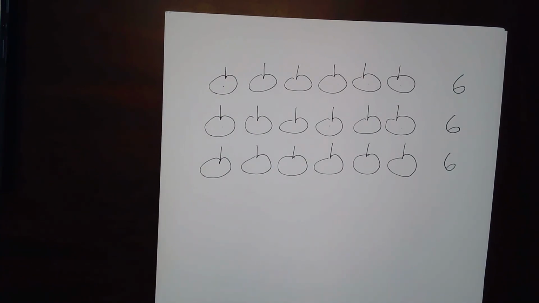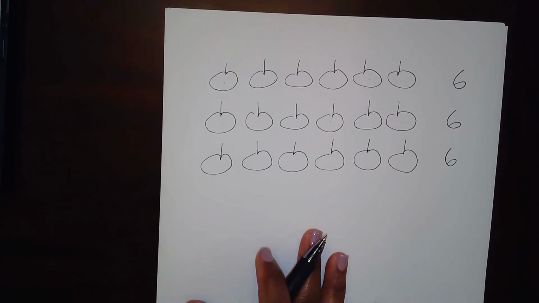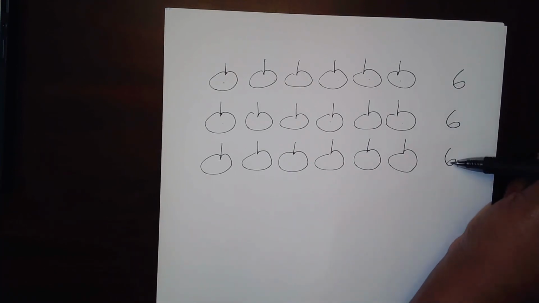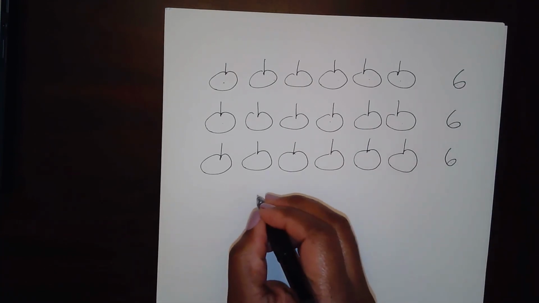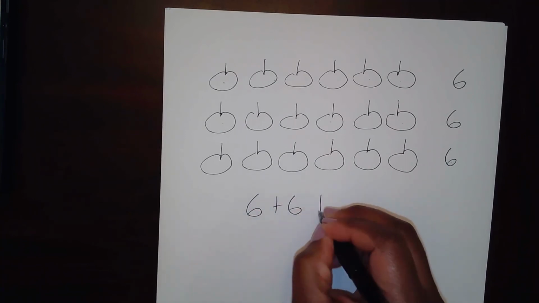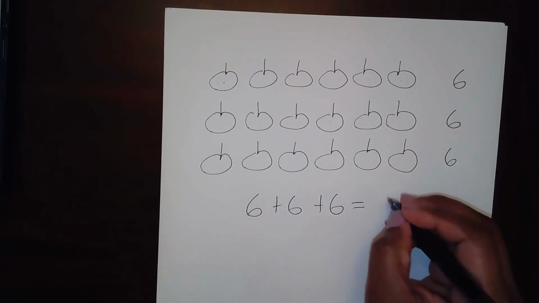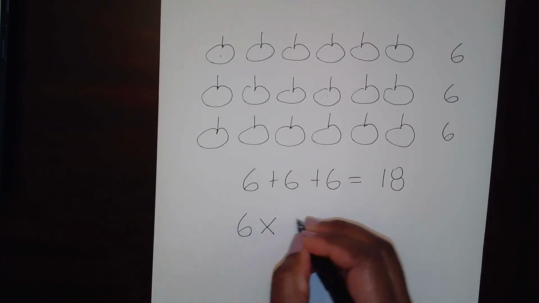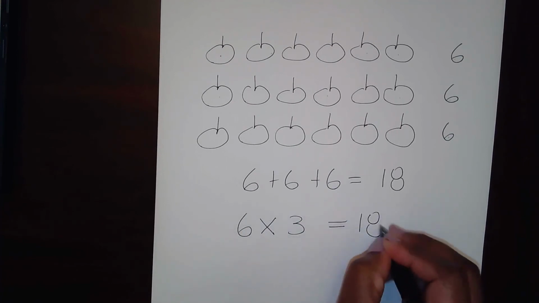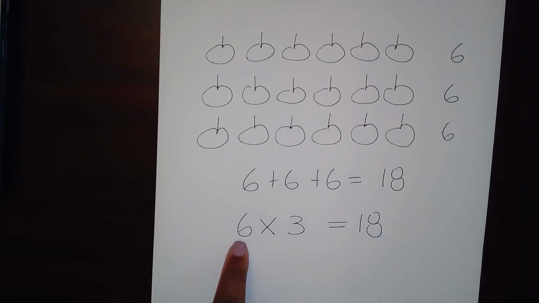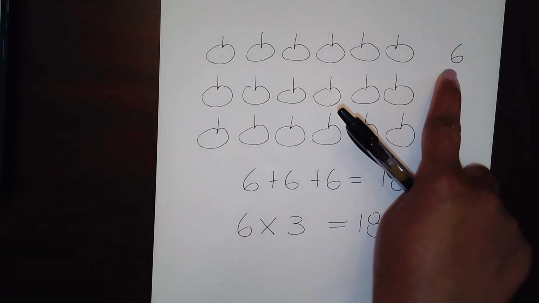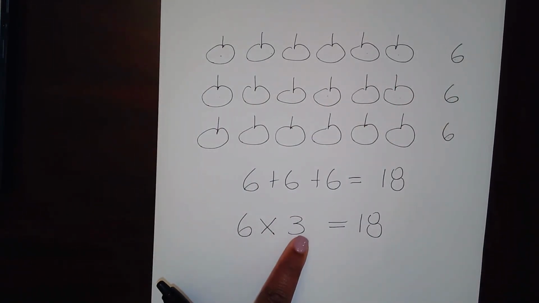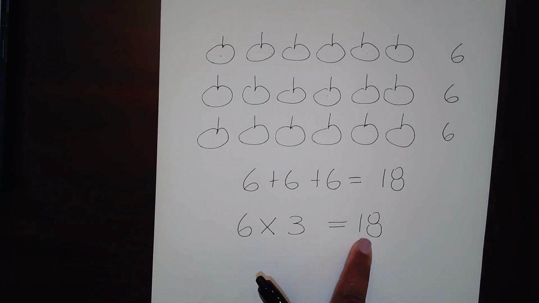Now back to what we said, we're doing multiplication as repeated addition. So we would add these 6's as we see it 3 times. 6 plus 6 plus 6 is equal to 18. We could also write it as 6 times 3 is the same thing as 18. Now, where did we get our 6 from? Well, the 6 is for the number of apples in each row. How many rows are there? 3. There are 3 rows in all. So 6 times 3 is the same thing as 18.